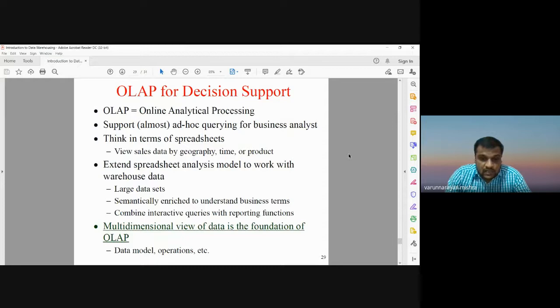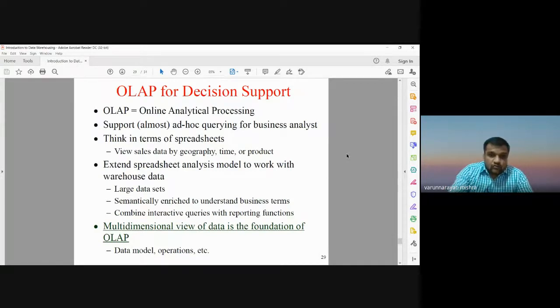Other operations are supported by the OLAP. So OLAP is a kind of processing that can be done on the data warehouse, and it is also useful for developing a decision support system. It supports almost different kinds of ad hoc querying, and it extends the spreadsheet analysis to work with the warehouse data. It supports large data sets, and it combines different interactive queries with some reporting functions.